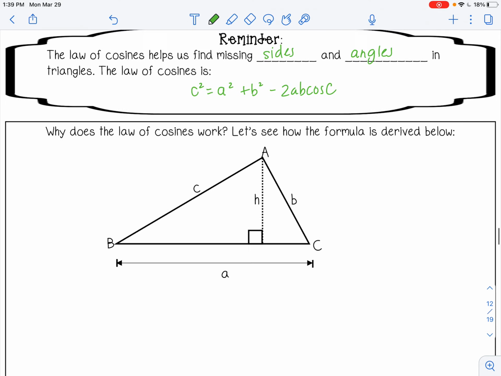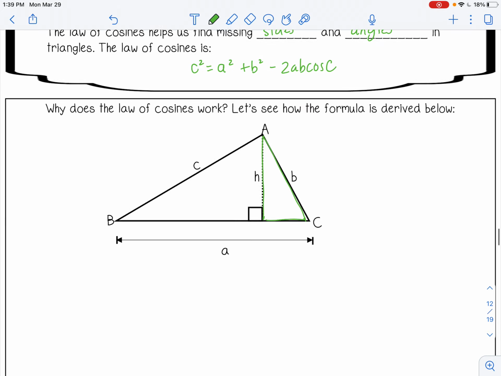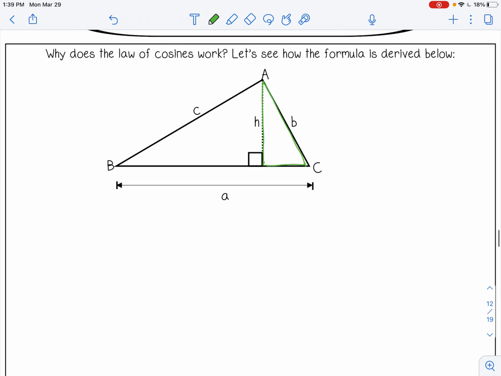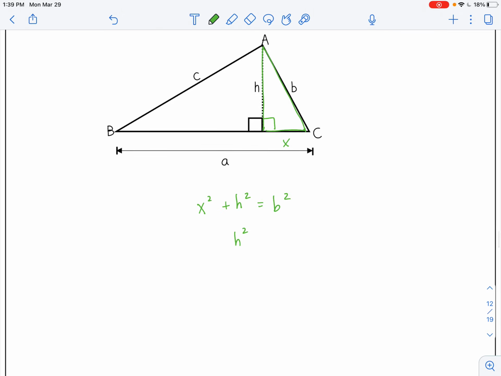All right, so I'm going to start with this triangle here, and I'm going to set up the Pythagorean theorem. Now, I'm going to call this x, that little side, because it isn't labeled. So x squared plus h squared equals b squared, because that's my right angle. And then I'm going to solve that for h squared. So that's going to be my step one.